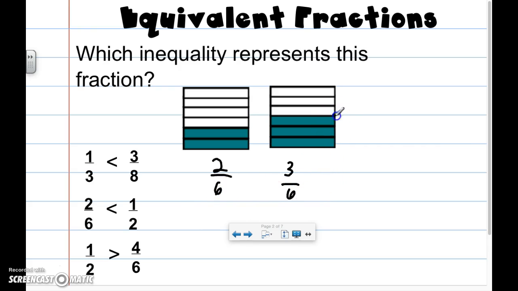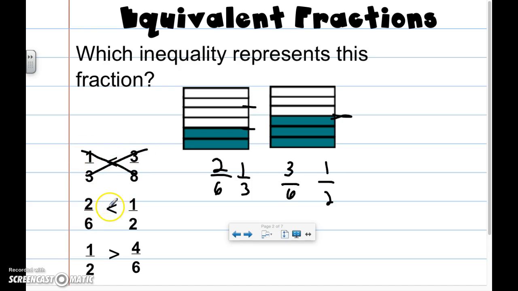Well, I'm looking at this right here, and 1/2 of it is shaded in. So 3/6 is the same as 1/2. If I look at this one, I could break it into 3 chunks. 1, 2, 3. So this would be the same as 1/3. Now let's see. 1/3 is less than 3/8. Well, there's nothing about eighths, so that's not the answer.